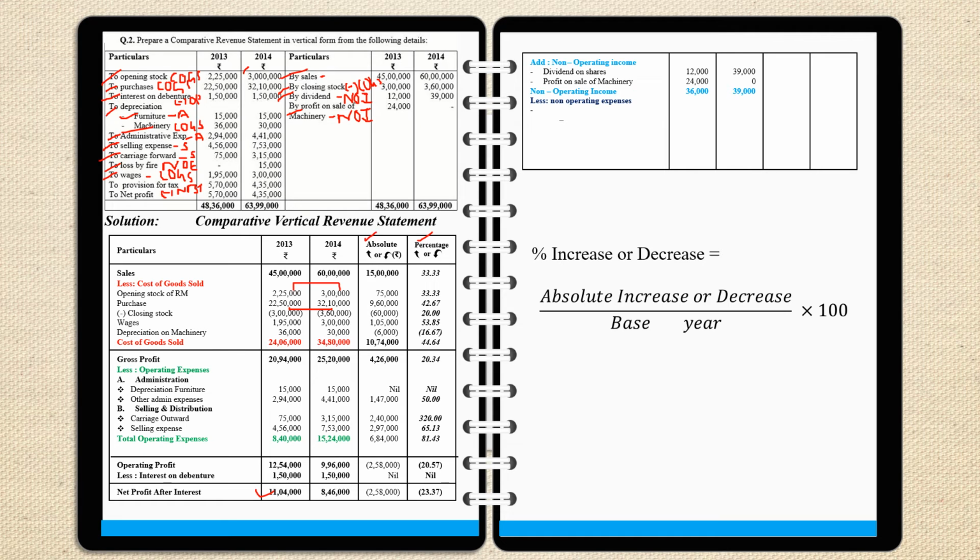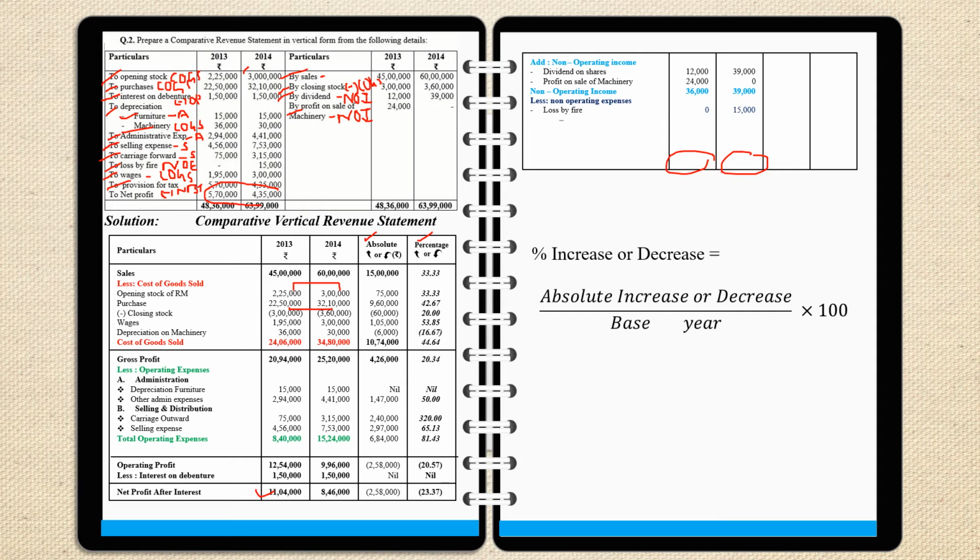Okay, now from it we have to subtract one thing, that is provision for tax. So less income tax 5,70,000 and 4,35,000. Now finally we are getting net profit. So 5,70,000 and 4,35,000. So that is the correct answer. So 5,70,000 and 4,35,000 exactly matching with the question's figure.